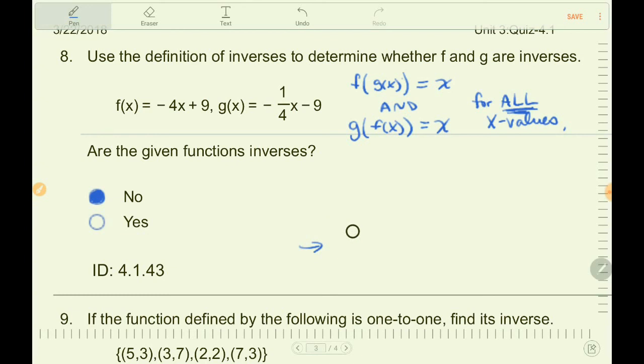So if you can find a counterexample to show that they're not functions, great. But if you don't, you have to be able to show it in general. So showing it algebraically looks like this.